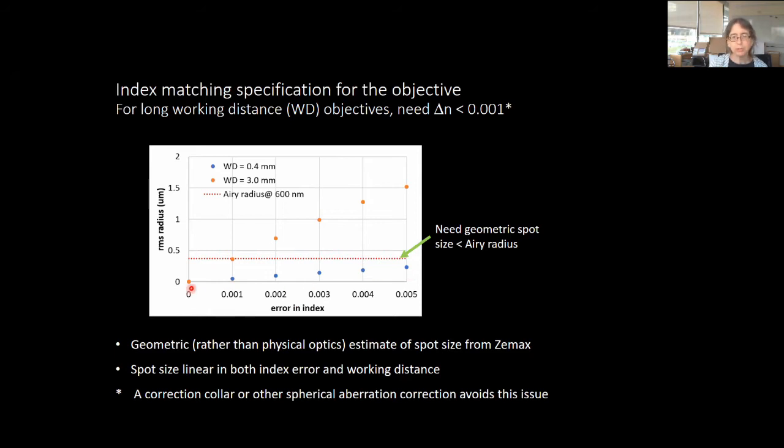But if you need to build a 3 millimeter working distance objective, so you need to image through 3 millimeters of this medium, your spherical aberrations get really big really fast. And so you can really only afford errors up to about 0.001. So before you go to design your objective, you have to already know what that medium looks like. There's one caveat, which is if you have another way to correct your spherical aberrations, like you're going to build an objective with a correction collar, then you don't need to worry about this as much, but that's a much more complicated lens system and much more expensive.